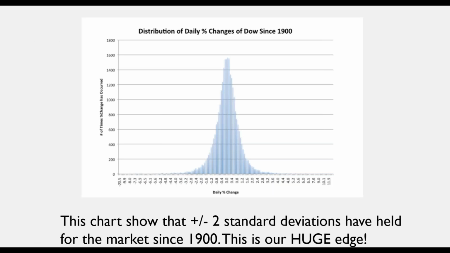This is a very interesting graph. This is the distribution of daily percent change of the Dow since 1900. And notice how the chart shows that plus or minus 2 standard deviations, which is right here and right here, have held the market since 1900 within a very tight range. This is our huge edge.